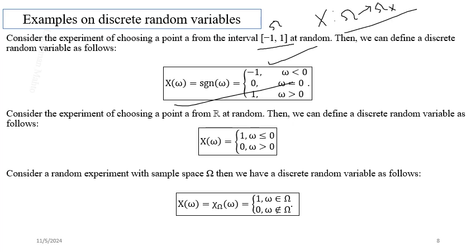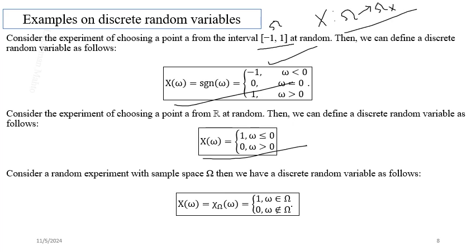It says that if you take an element from the set, that will map to 1. If you take an outcome from outside the set, that will map to 0. Here omega is of a very general, arbitrary nature. Omega can be anything. So this is the characteristic map, and this is also defining a random variable.